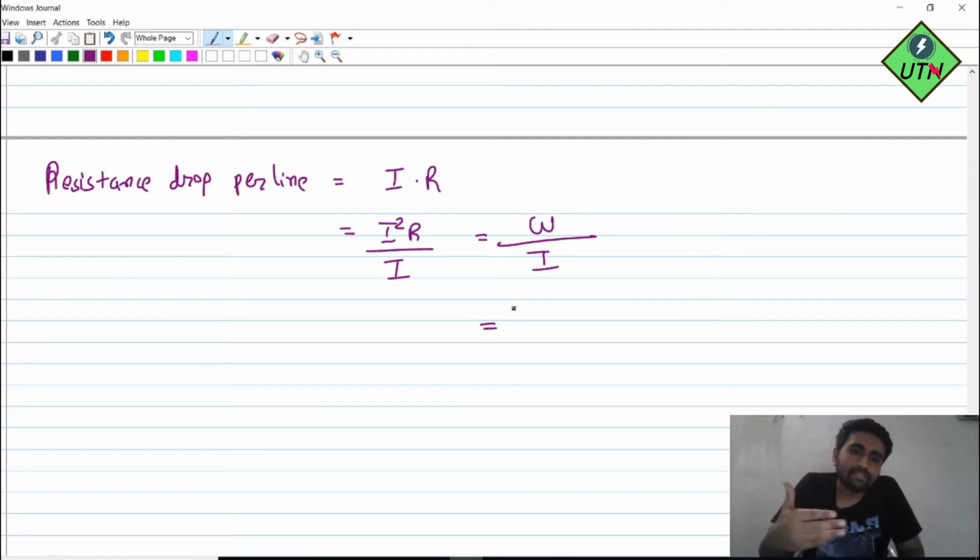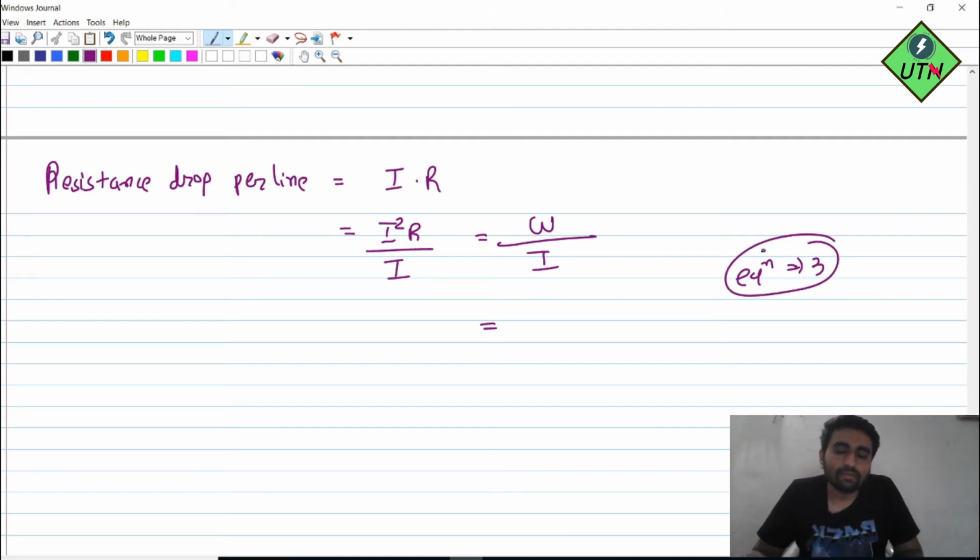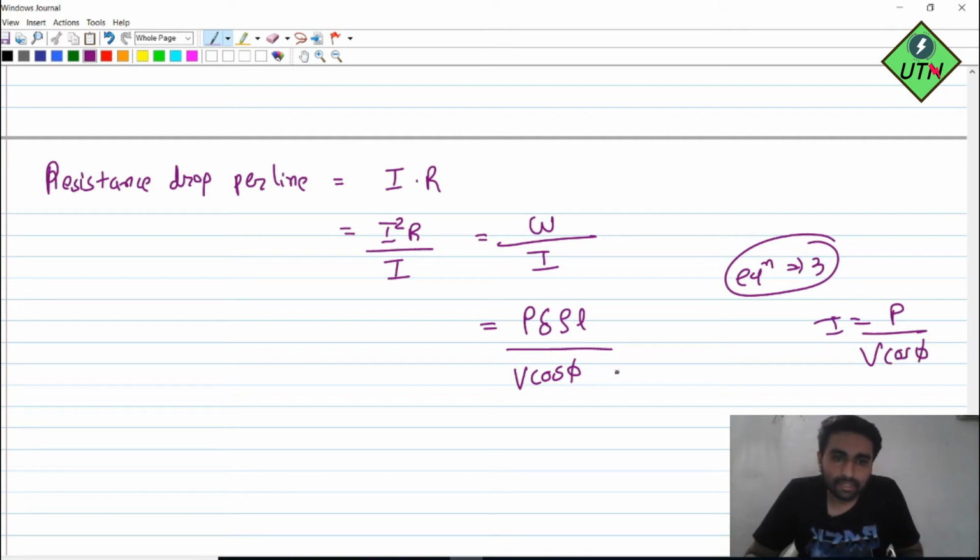So if we put the equation of W, equation number 3 that we have derived, this was P into delta into rho into L divided by V cos phi, right? And similarly for I, we know that I is equal to P divided by V cos phi, right? So if we put that, it is going to be P into V cos phi. From this equation, P and P are going to be cancelled out, V cos phi and V cos phi are going to be cancelled out. So at the end we have delta, rho and L.